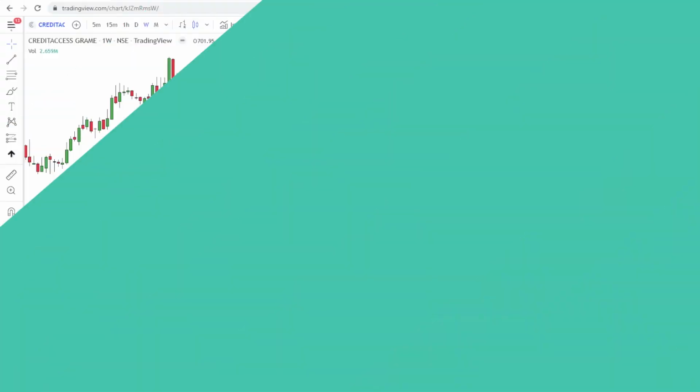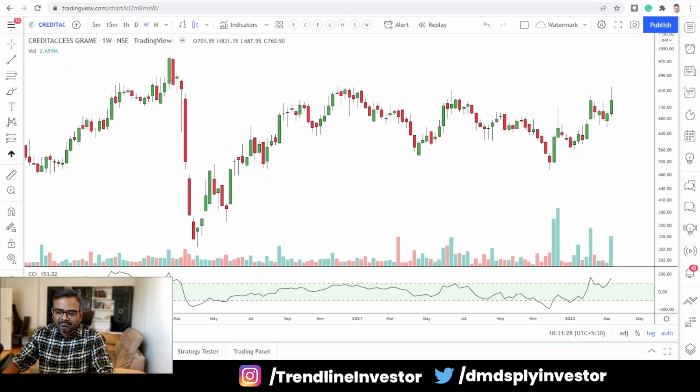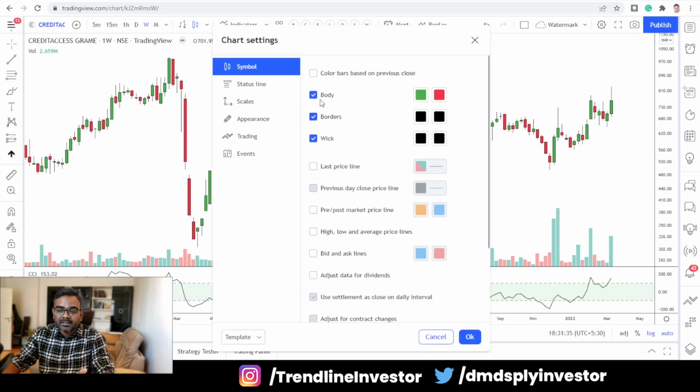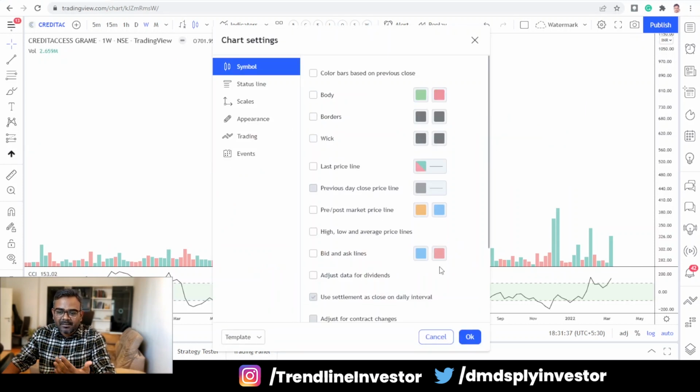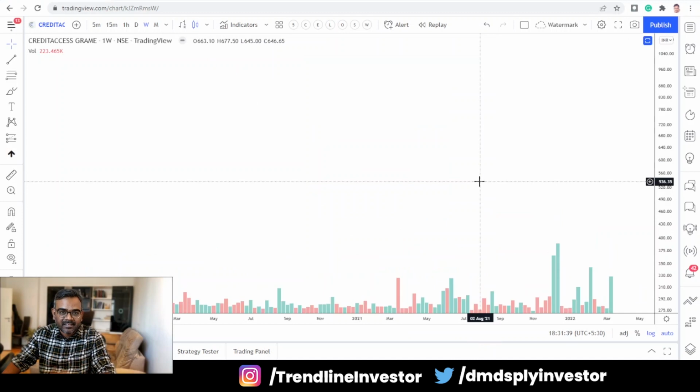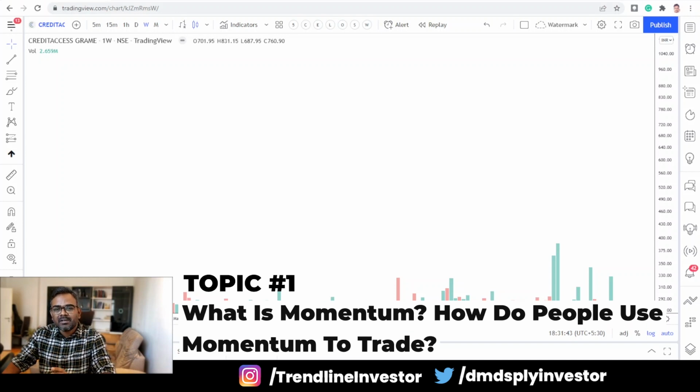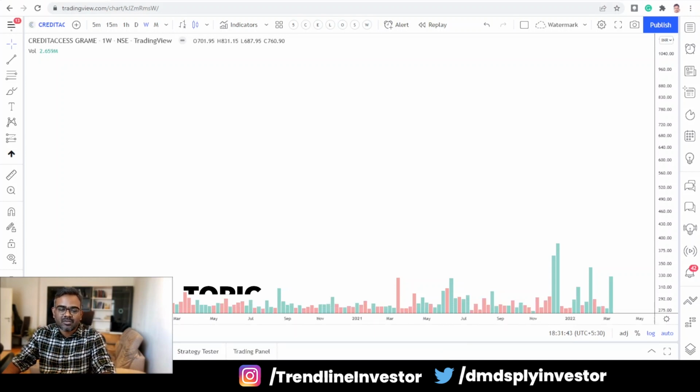So I'm going to use just a simple TradingView chart, and I want to explain in simple terms that most of us understand, so that you understand what the CCI indicator is and what momentum is. So the first thing that we're going to cover today is what is momentum and how do people actually use momentum to trade stocks.